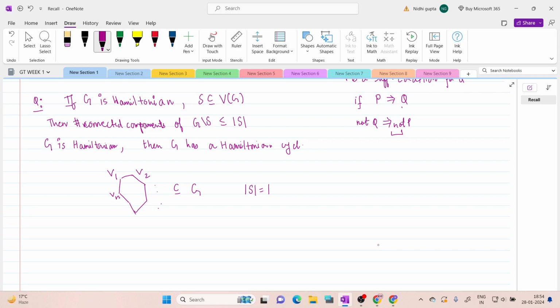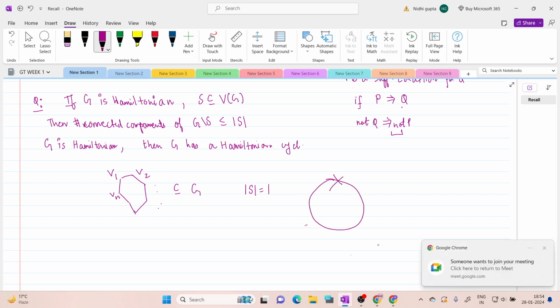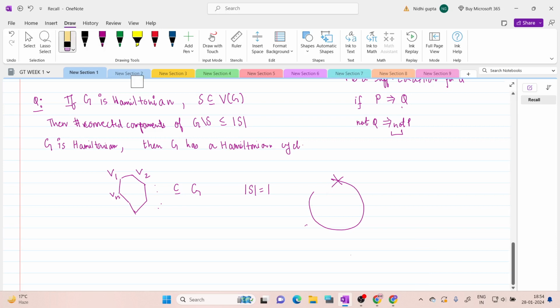No. Because if I remove one vertex from this cycle, then all other vertices are still connected, right? So for S equal to 1, we see it is true.